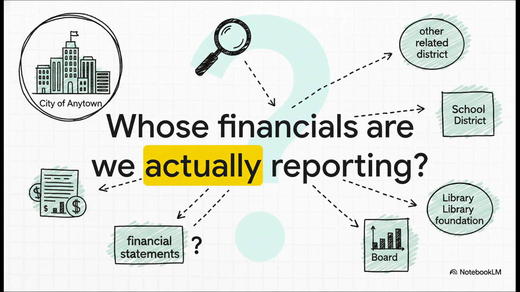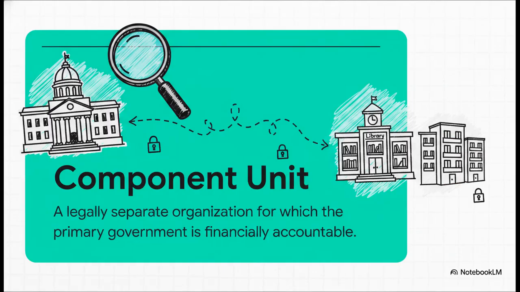Well, the answer is, it depends on who is financially accountable. And that's where this term component unit comes into play. A component unit is its own legally separate thing, but the primary government's elected officials are ultimately on the hook for it financially. A classic example is a public housing authority that operates on its own day-to-day, but the city government is still in control of its finances.